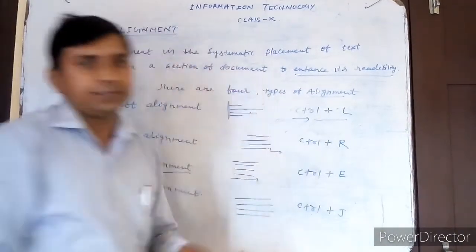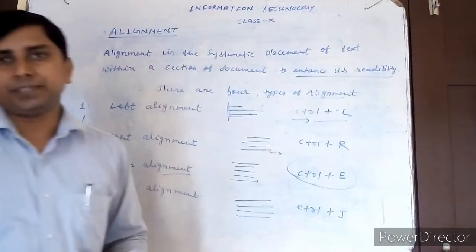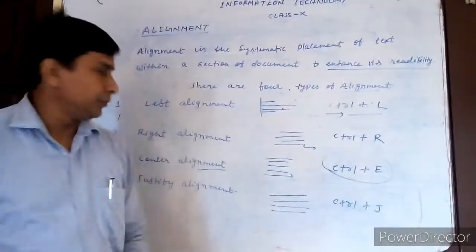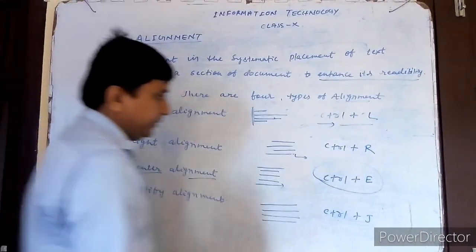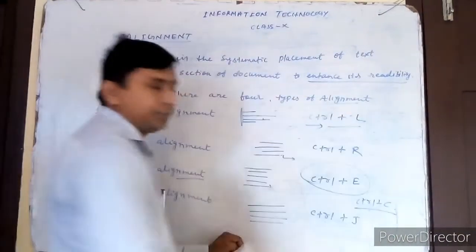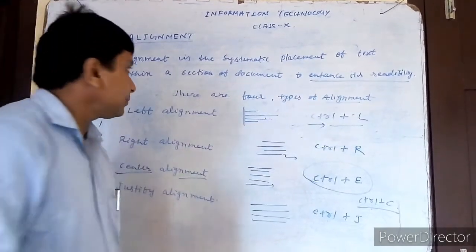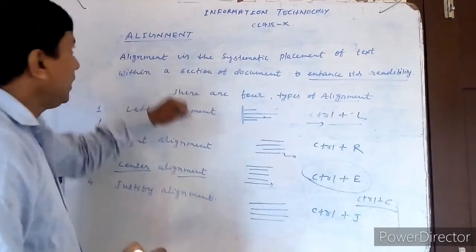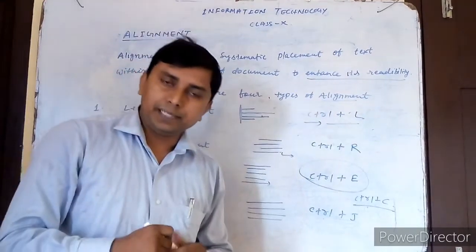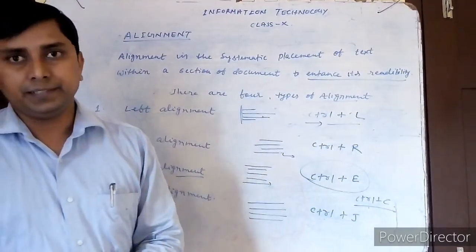These are all important. Many times the question comes: what is the shortcut key of center alignment? But students get confused because the name is center, so they press Control plus C. But don't get confused, Control C is reserved for copy. Okay. So these are all the alignments. Alignments are used to enhance the paragraph's readability.